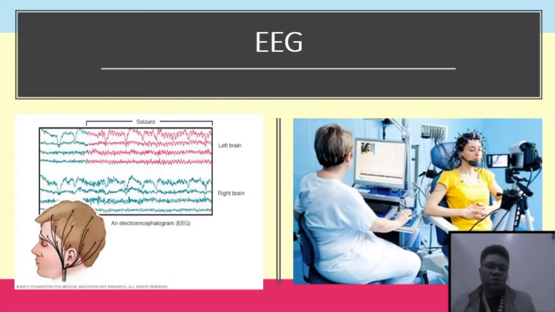Then, class, you have your EEG. If I am monitoring the heart of the patient, if I am determining the physiologic responses in the heart through your ECG, when it comes to your cranial functioning, or your brain functioning, we are looking into EEG. Now, class, when I say EEG, it stands for electroencephalogram. Okay, it stands for electroencephalogram.